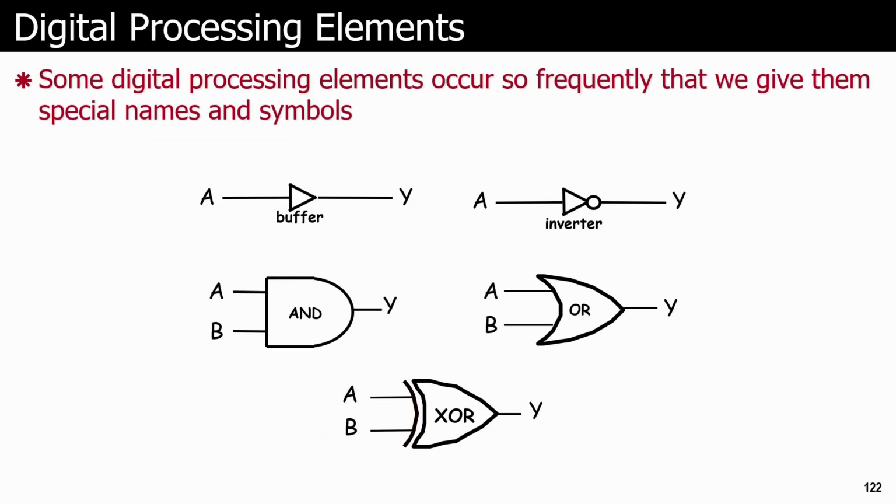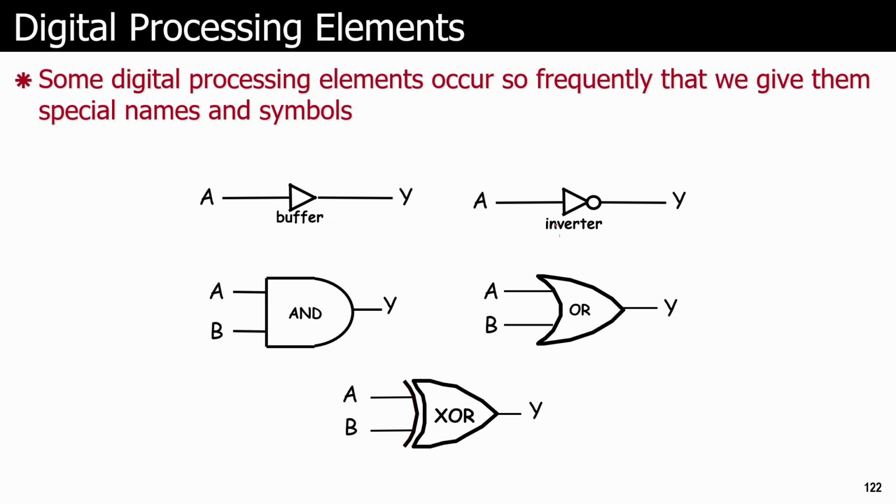Some digital processing elements occur so frequently that we give them special names and symbols. So these are all different kinds of logic gates, and they'll do a very specific thing that's well specified with our inputs and outputs. So the ones we have on this slide here are the buffer. All it does is it has A come in and A comes out as well. There might be a little bit of delay in here, and sometimes that's desired, but that's what this does.